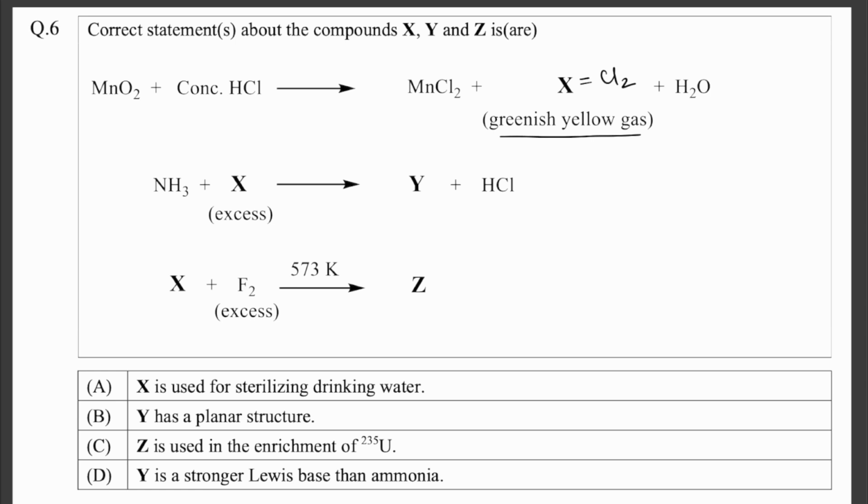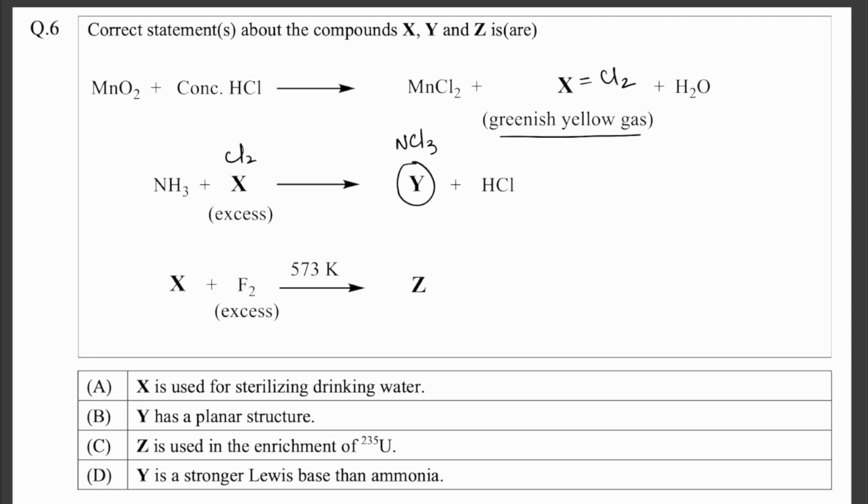Now here we are using excess chlorine with NH3. So here we will get NCl3. NCl3 will be Y. All the hydrogen will be replaced by chlorine.